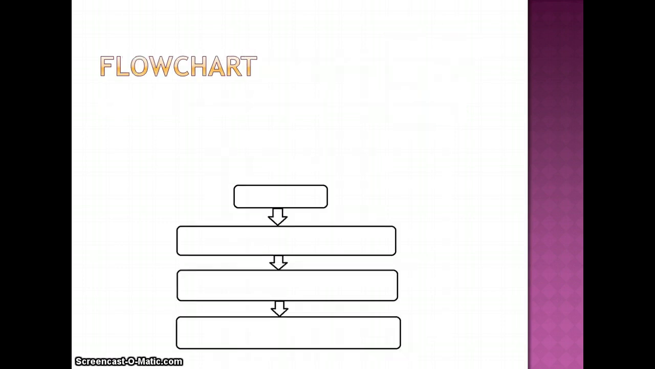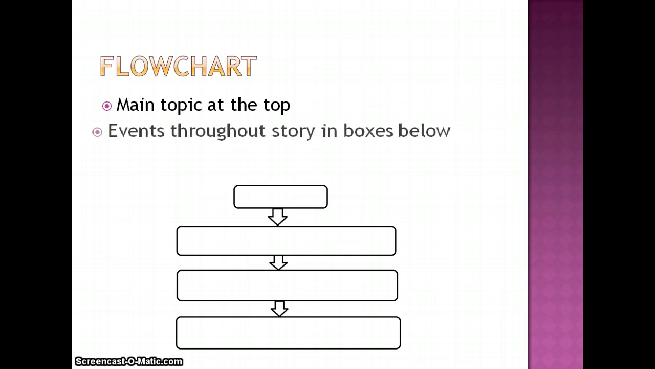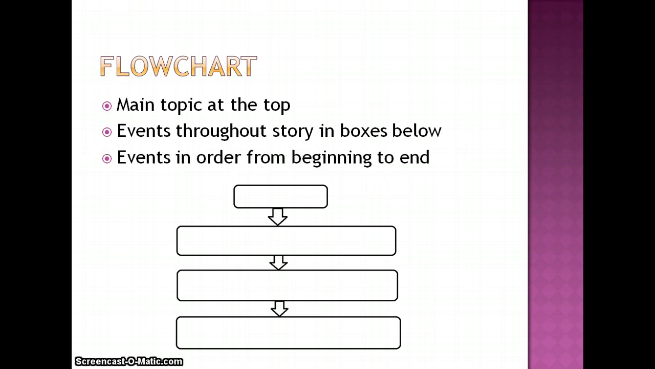The last pre-writing strategy that we're going to talk about today is called a flowchart. And a flowchart has a small square at the top with bigger squares underneath that small square. And that small one at the top is where we put the main topic. And then those bigger squares underneath is where we put the story, the events that happen throughout the story. And something important to remember about a flowchart is that the events are put in order, starting at the beginning of the story, and you keep putting them in order throughout the story. So it can go from the beginning to the end.